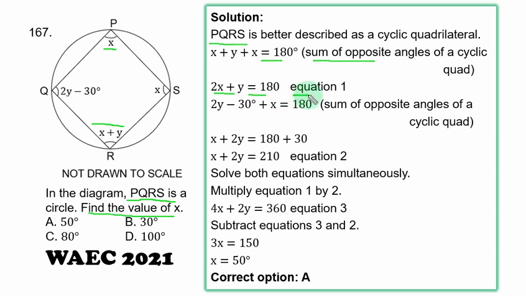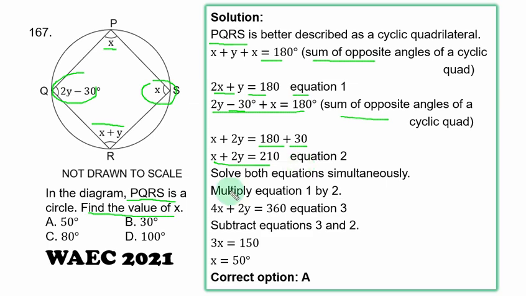Let's call that equation 1. This angle plus this is also equal to 180 degrees. Same reason. Now you have S plus 2Y equal to 180. You transfer this one, it becomes plus. So S plus 2Y is equal to 210. Let's call that equation 2.